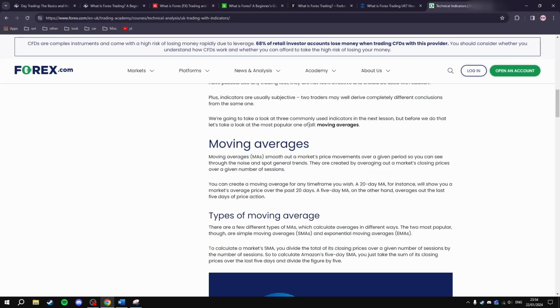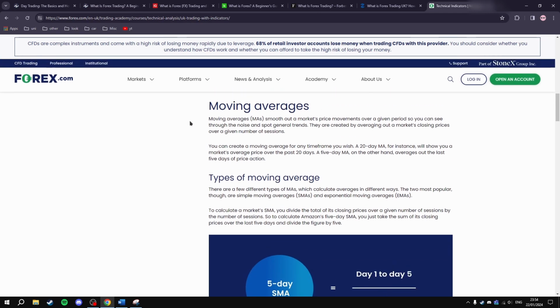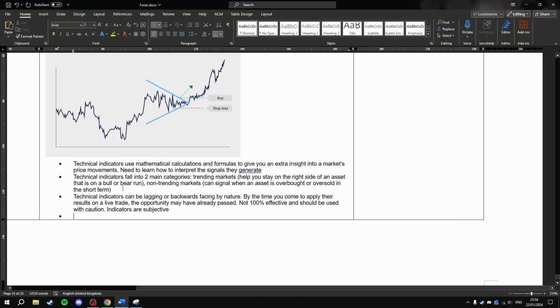We're going to take a look at 3 commonly used indicators in the next lesson, but before we do that, let's take a look at the most popular one of all, moving averages. Moving averages smooth out a market's price movements over a given period so you can see through the noise and spot general trends.